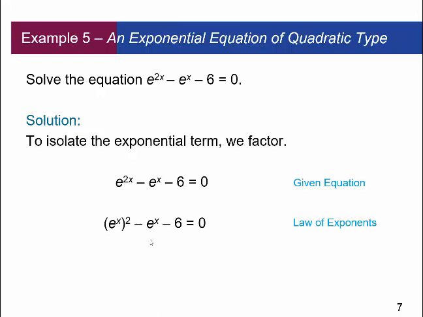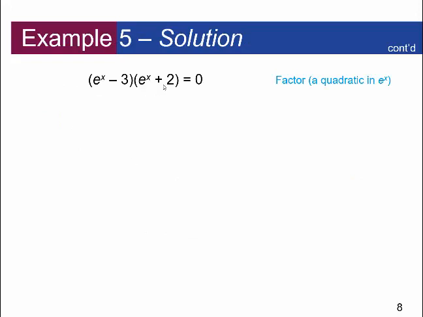So now you're going to factor this. You're looking for 2 numbers that multiply to -6 and sum to -1. Okay, so that's -3 and 2.